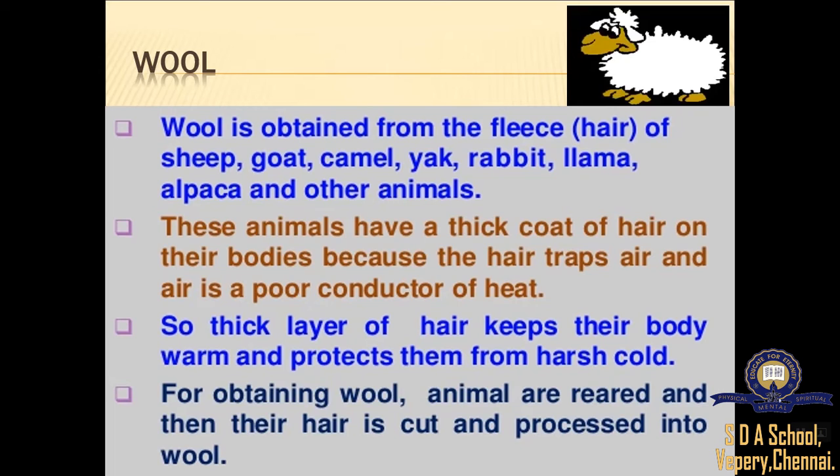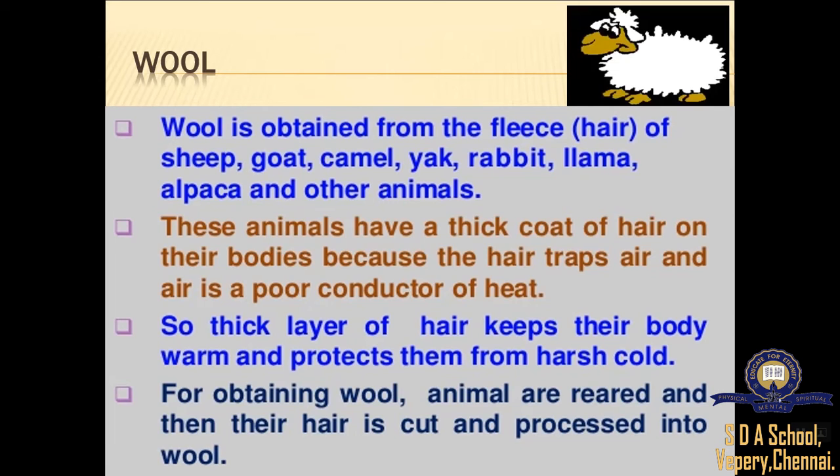Wool is obtained from hairy animals like sheep, camel, yak, etc. These animals have a thick coat of hair on their bodies because the hair traps air, and air is a poor conductor of heat. So the thick layer of hair keeps their bodies warm and protects them from the harsh cold.